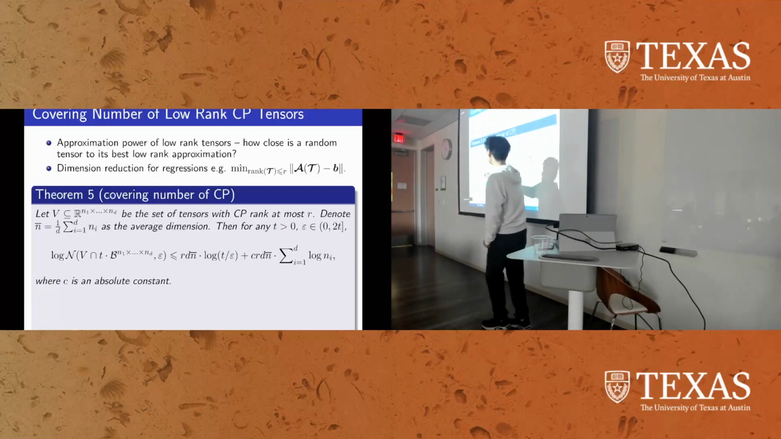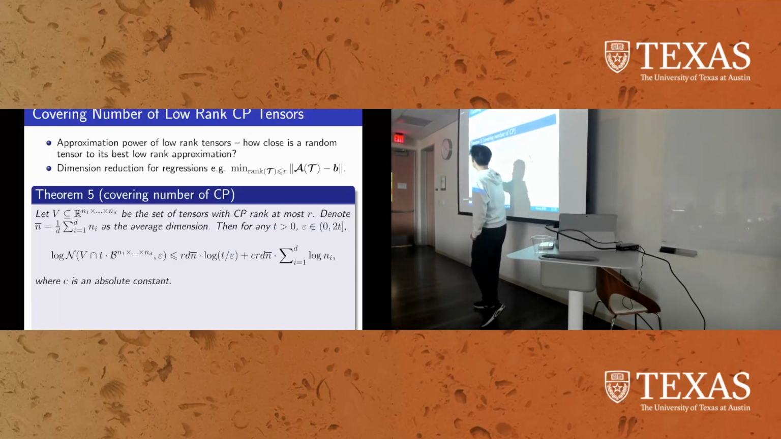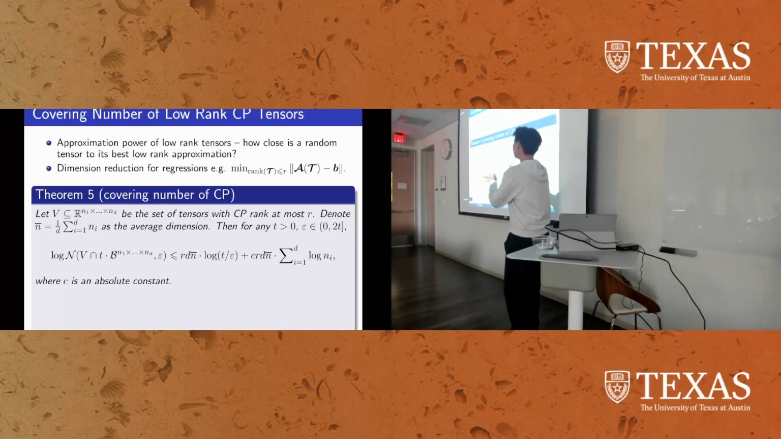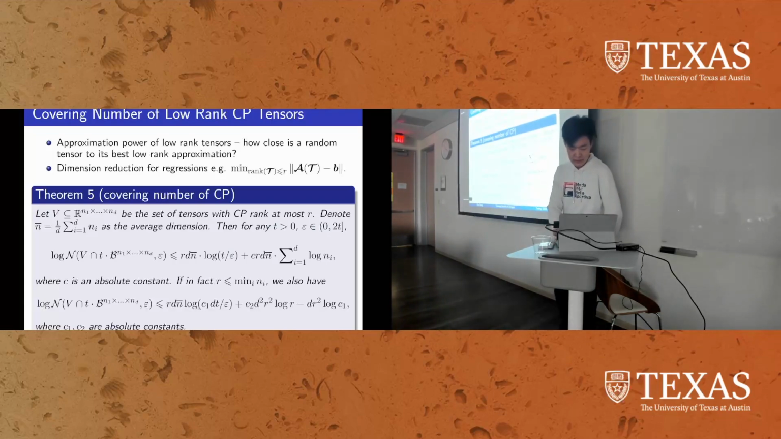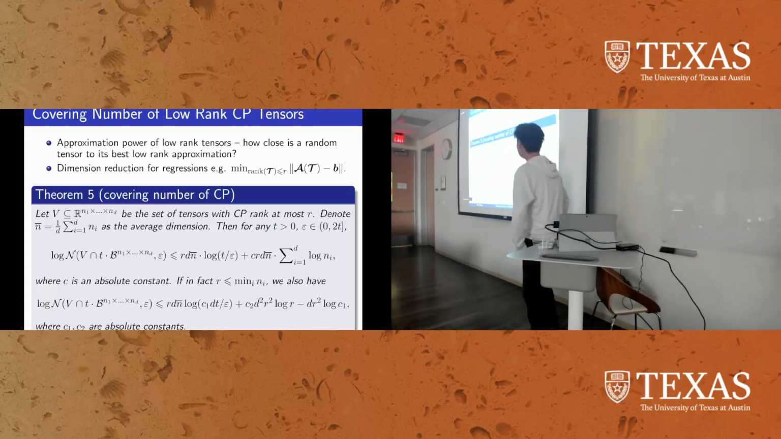So I need to restrict it to a finite ball because this set of low-rank tensors is a cone. So you basically get the expected term here. The R d N bar is the dimension, and the nonlinear term scales like n log n. But if you know the rank of your tensor is actually smaller than the minimum of n_i, which is almost always the case in practice, then you can improve this bound so that now the nonlinear term only depends on d and r. That does not have any dependence on n.